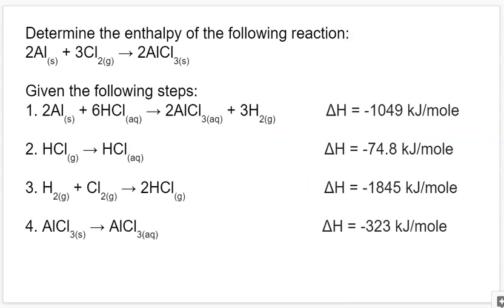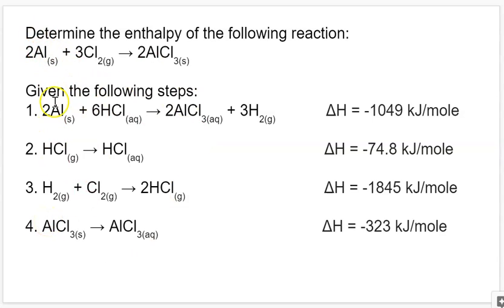All right, lastly, let's look at a slightly more complicated one. So we have 2 aluminum solid plus 3 chlorine gas, making 2 aluminum chloride solid. And this one's given broken up into 4 separate steps. So let's see, we need to identify what needs to be on the correct sides and then figure out what we also need to cancel out. There's going to be a lot that we need to cancel out in this case.